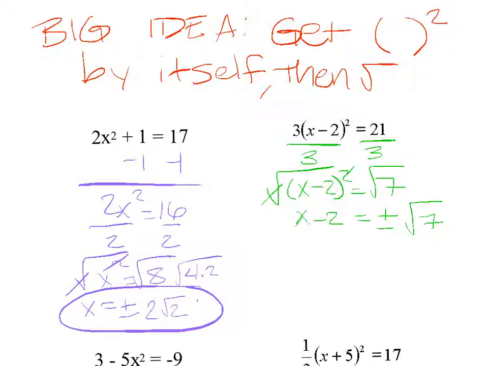Now guys, square root of 7, 7's prime, I can't simplify it, so we're going to leave it as a square root of 7. Now I still got to get x by itself. It's still my goal to get x by itself, so I need to get rid of the 2. I'm going to add 2. So then x equals. Now here's the tricky part.